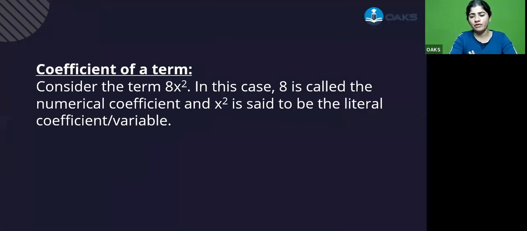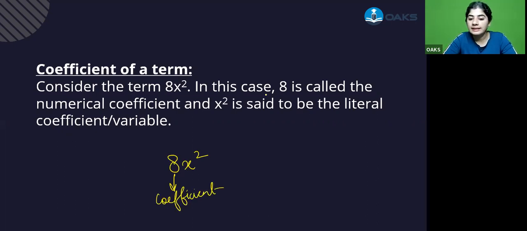The definition is coefficient of a term. Now, considering the term 8x square, you all know what 8x square is. In 8x square, what is 8? This is known as the coefficient. Now, in this case, 8 is called the numerical coefficient.